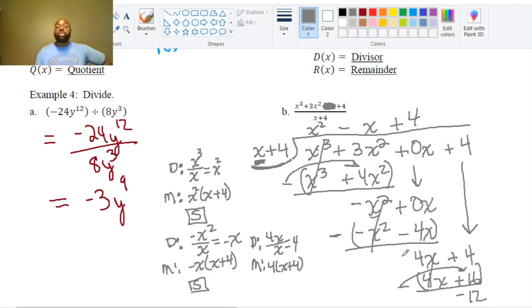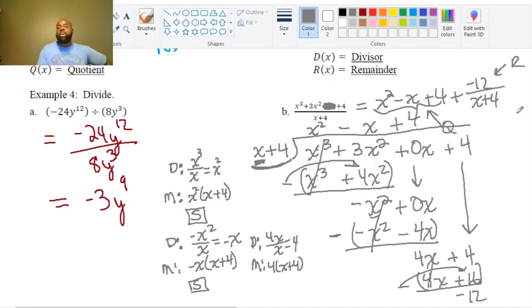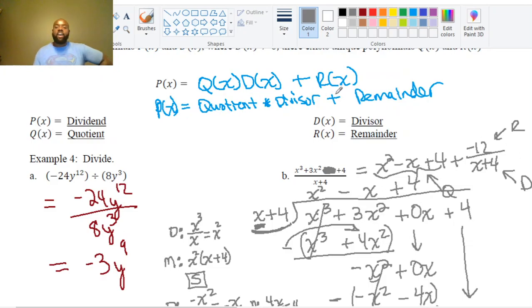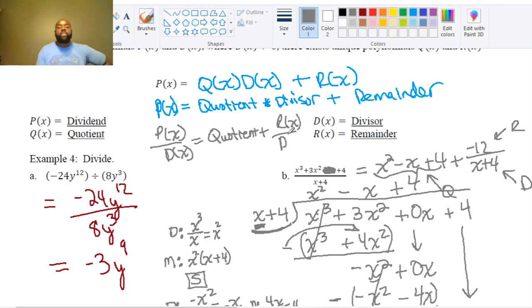And so I can write my solution. I can say that this equals x squared minus x plus 4, plus a negative 12 over my divisor, which is x plus 4. All right, that's my quotient, that's my Q, plus my remainder over my divisor. And so the division algorithm is written this way. Again, if you divided both sides by d of x, which is your divisor, I should have put q of x, but that would be your remainder divided by your divisor.